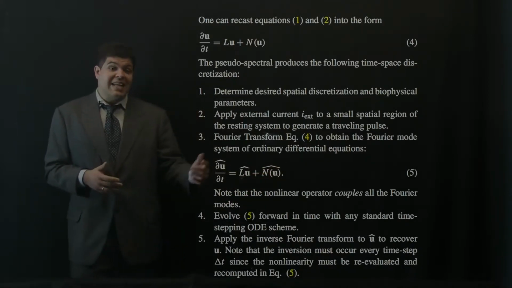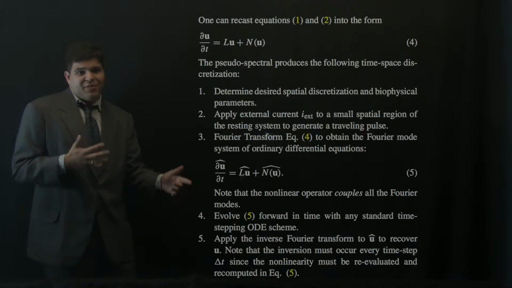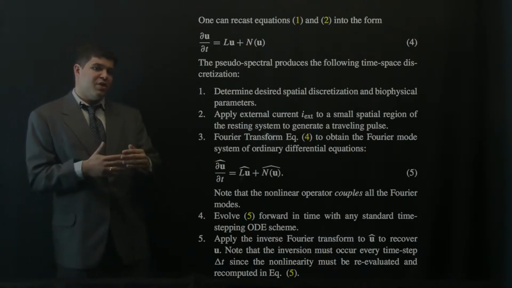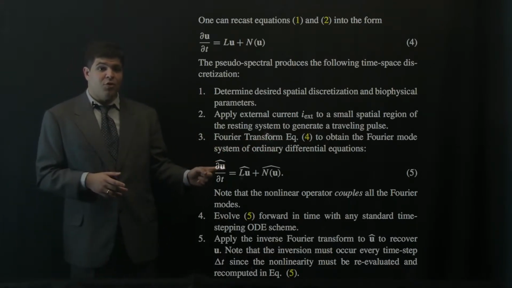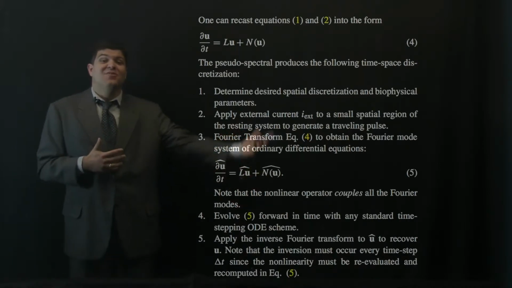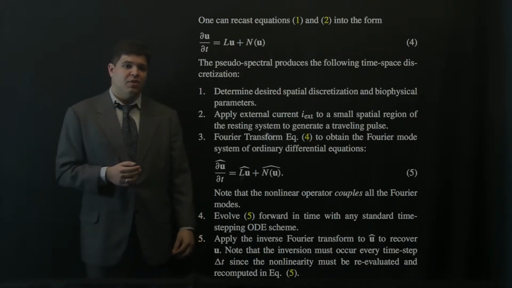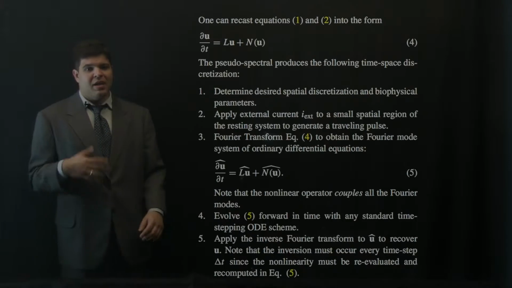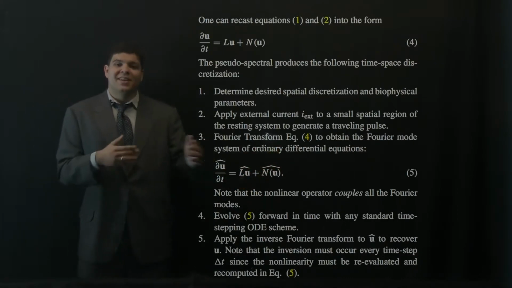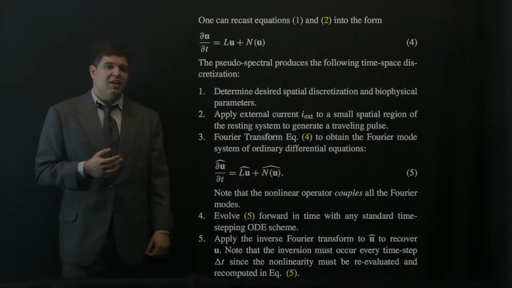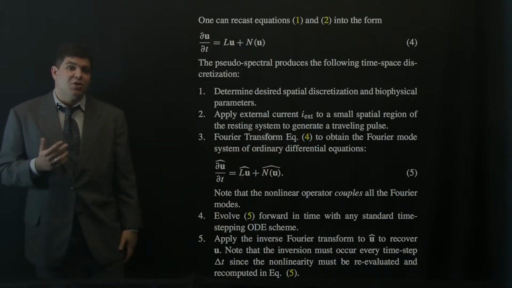So the idea is that you're going to evolve this equation in time. Because you have this nonlinear term, basically you evolve this in the Fourier domain, and once you have solved for U hat, you inverse Fourier transform your variable to obtain the solution for the system. Now notice that you have to apply the inverse Fourier transform to U hat at every time step delta t, because you have to evaluate the nonlinearity. So that makes the method significantly more expensive than if we were just solving a linear system.